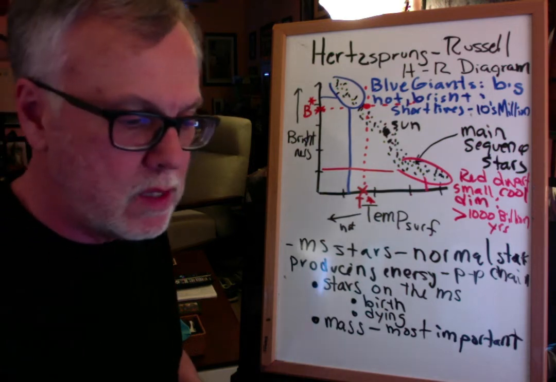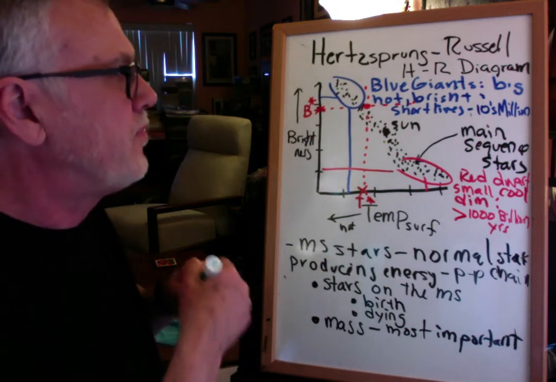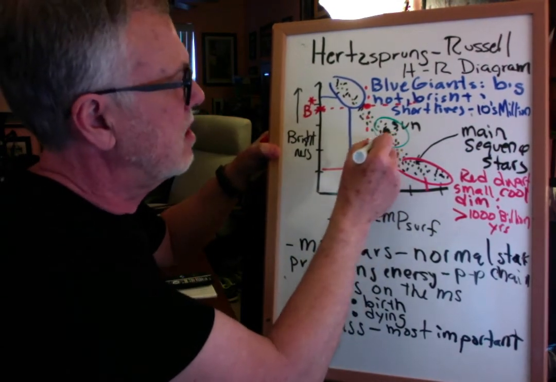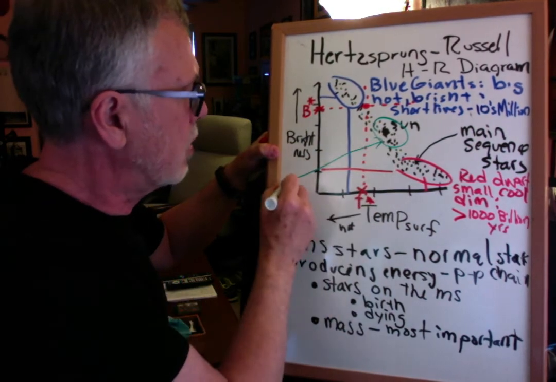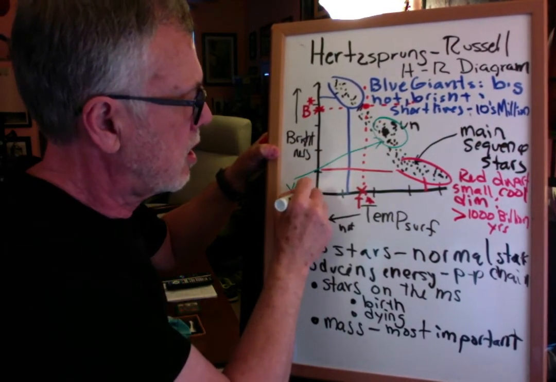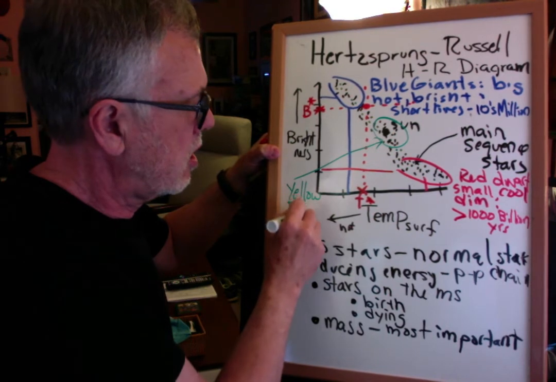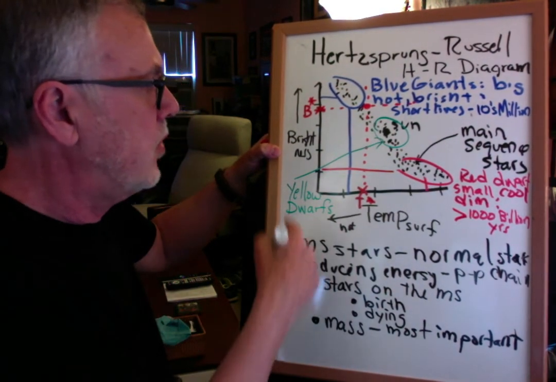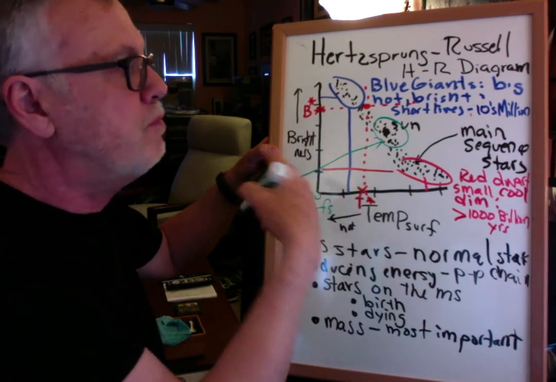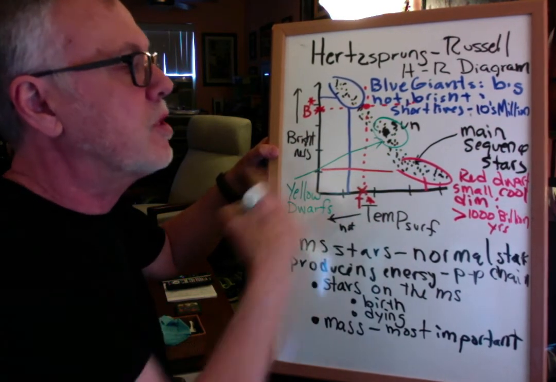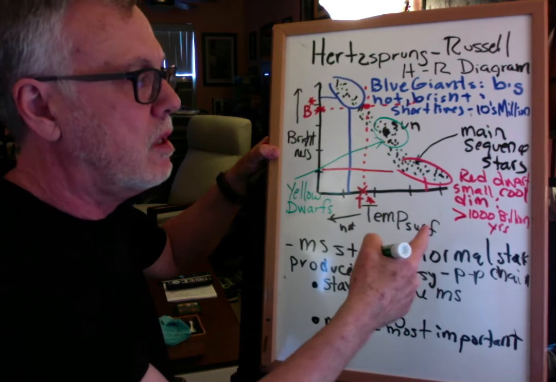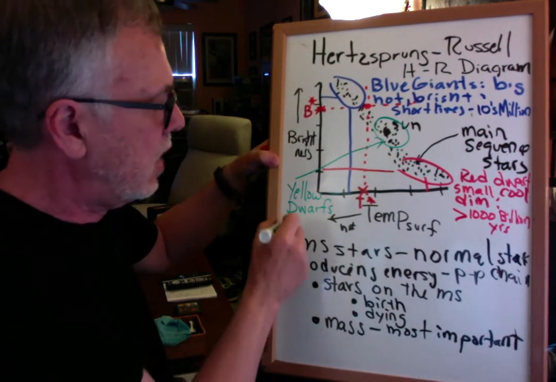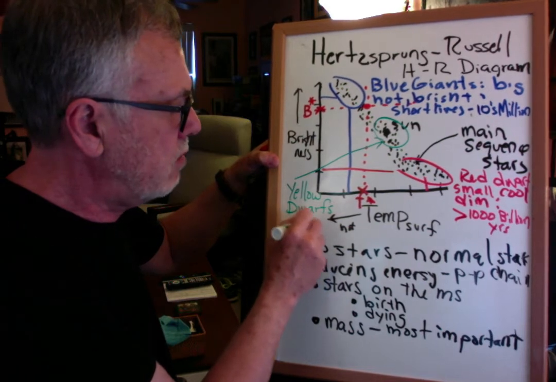Now, in between there is our star. So right in there, I'll put green there. This is where the yellow dwarf stars are. And they're in between both of those. They're not as hot, they're not as big, they're not as bright as the blue stars, but they're bigger, hotter and brighter than the red stars. These guys will live for about 10 billion years.